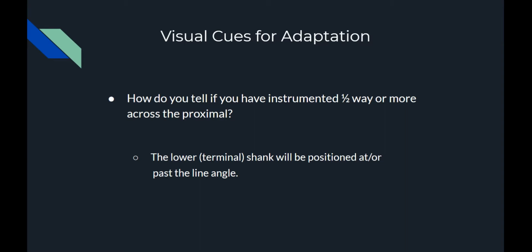Visual cues for adaptation. How do you tell if you've instrumented 1/2 way or more across the proximal? The lower or terminal shank will be positioned at or past the line angle. This visual cue is primarily used for posterior teeth. It is important to view the instrument design when using this visual cue. If the instrument has a short working end, you may need to have the lower shank past the line angle to assure you have reached halfway across the proximal. If the working end is longer, you may only need to have the lower shank at the line angle to assure you are halfway across the proximal.